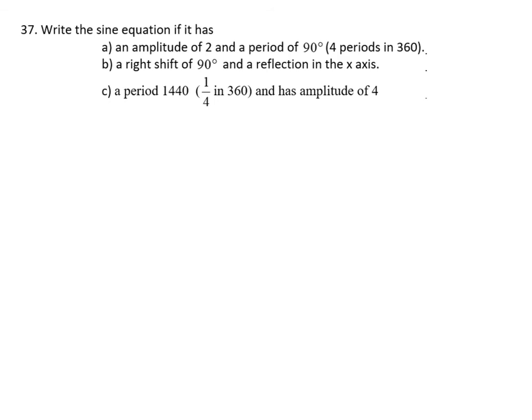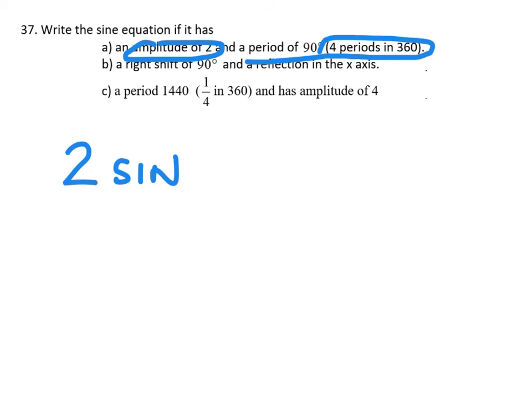Here we're coming up with equations. So the amplitude is 2, so 2. These are all sine, 2 sine. The period length is 90, which means that they get 4 of them in 360. So remember how we put the 4 there.